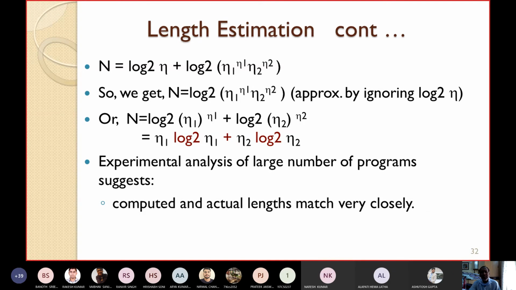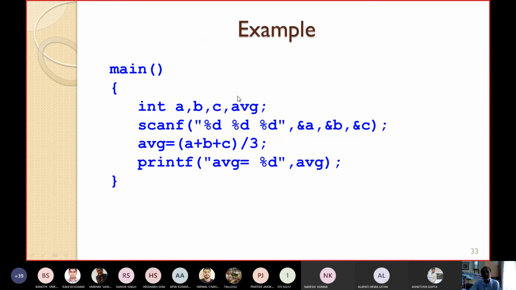The experimental analysis of a large number of programs suggests that the computed and actual lengths match very closely. They have conducted several experiments. The experimental results show that the computed and the actual lengths match very closely. This is how Halstead proposed another method to estimate the length of a program without calculating the total number of operators and operands. It is possible to find out the length of a program just by knowing the unique operators and the unique operands.